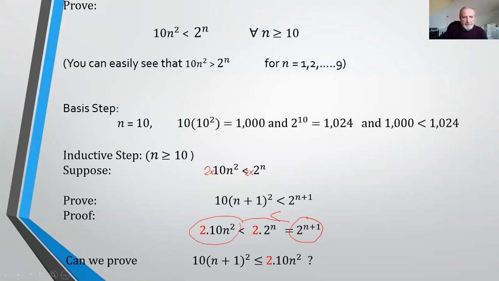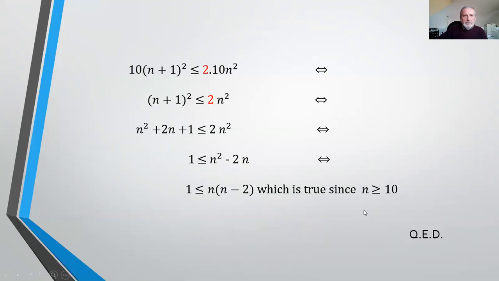So I need to see how we can prove this here. So I need to prove this, and I know this is equivalent to this. I simplify both sides by 10. Okay. So showing this is the same as showing this. Expand, showing this is the same as showing this. So now I take the 2n to the other side. I take these two terms to the other side.